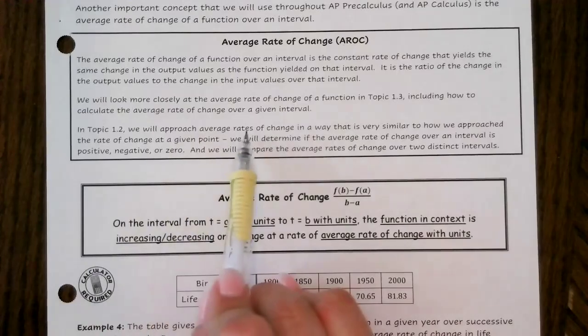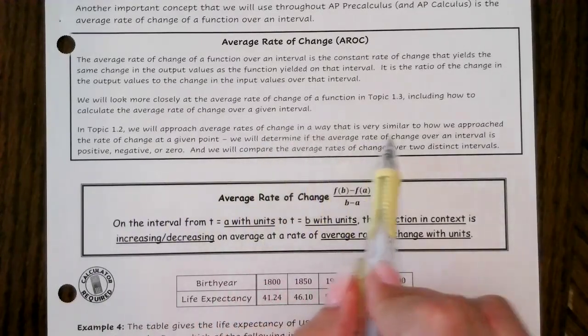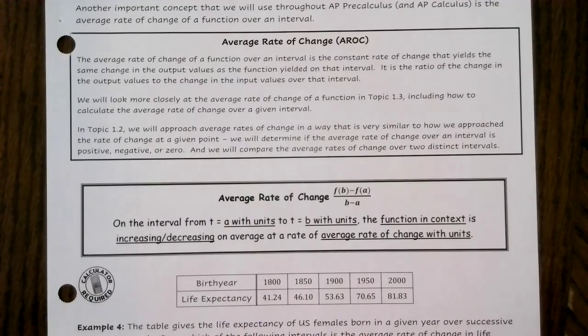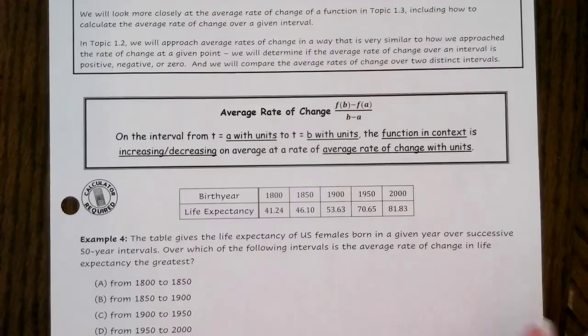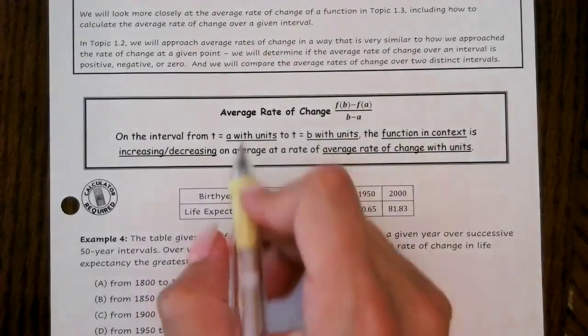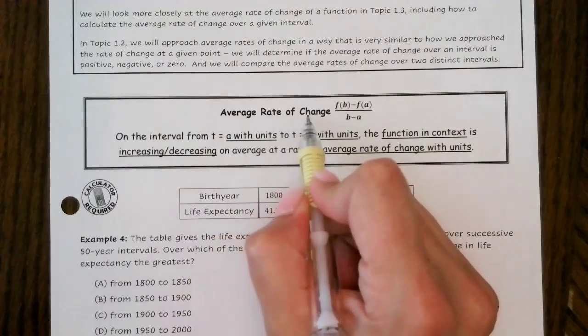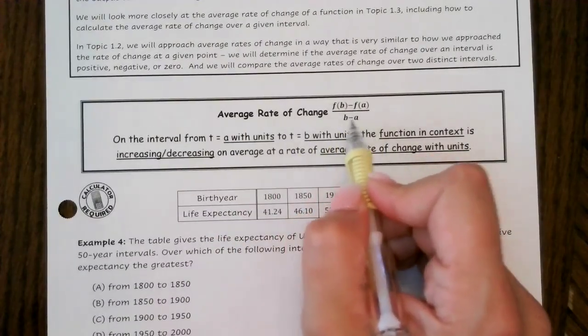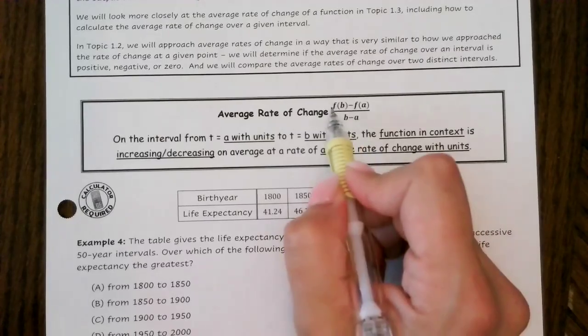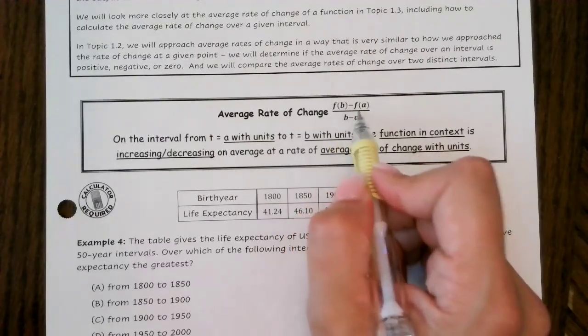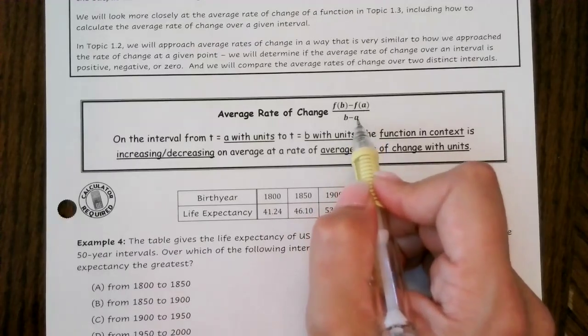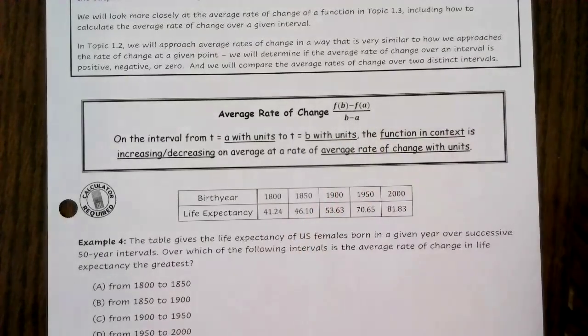In 1.2, we will approach average rates of change in a way that is very similar to how we approach the rate of change at a given point. We will determine if the average rate of change over an interval is positive, negative, or zero, and we will compare the average rates of change over two distinct intervals. There's a formula for that, which you saw in Algebra 1, basically. The average rate of change is f of b minus f of a over b minus a. We know f of b, that's our y value, minus f of a, that's our y value at a. And then these would be our x values.